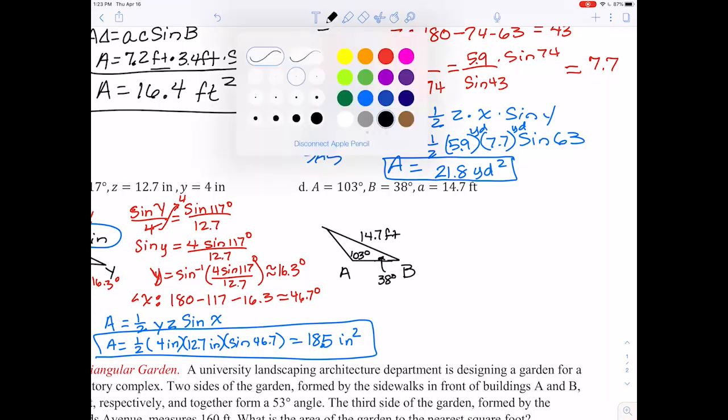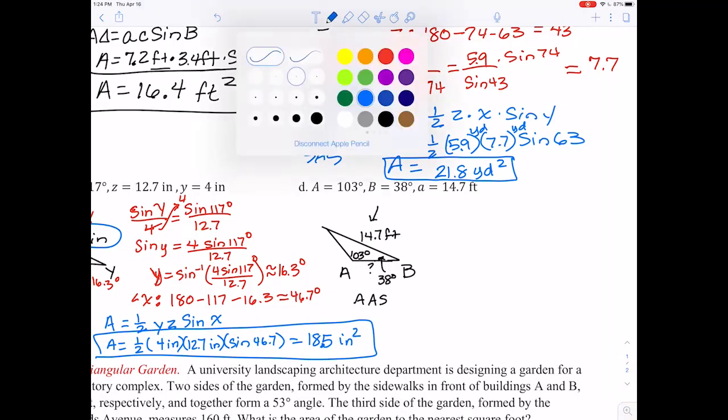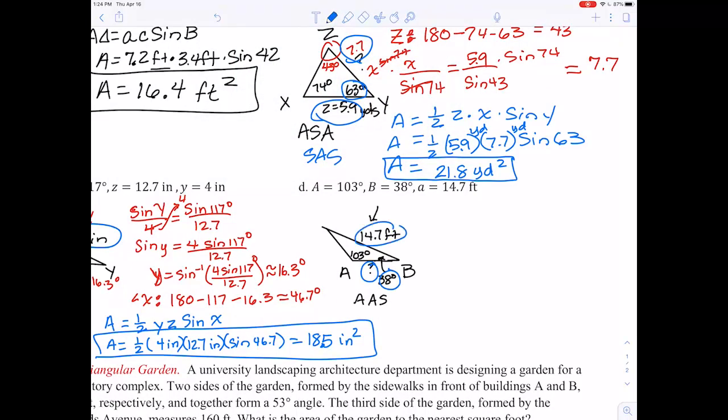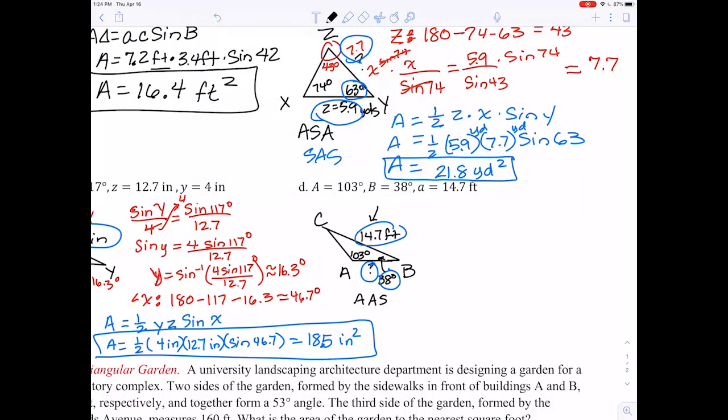Okay, so this is definitely angle, angle, side, and what we want is side, angle, side. So let's take a look at this. Since we have this side here, there's a number of things we could do. We could just go ahead and find this side, and then we would have side, angle, side. So we'll call this side C right here. So we need to find side C.